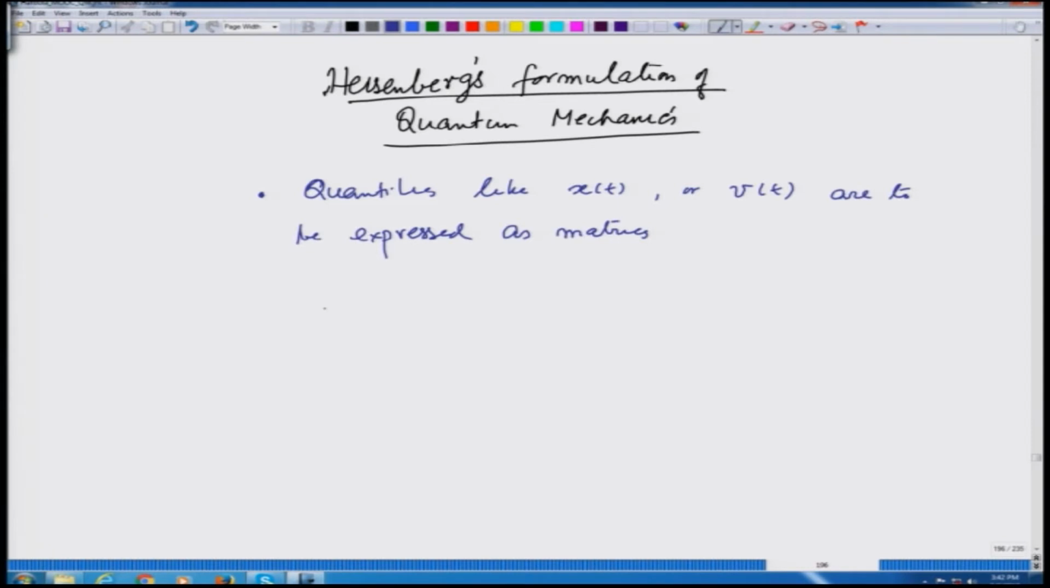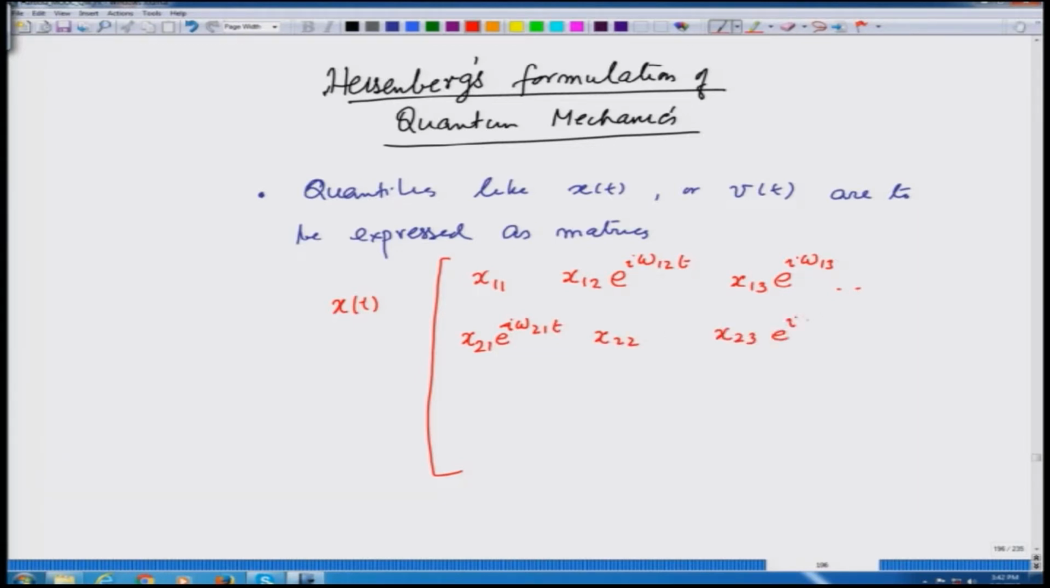And I'll write this, for example, if I were to express x(t), I would write this as x11, x12, and x12 has a time dependence e raised to i omega 12 t, x13 e raised to i omega 13 t, and so on, x21 e raised to i omega 21 t, x22, x23 e raised to i omega 23 t here, and so on.